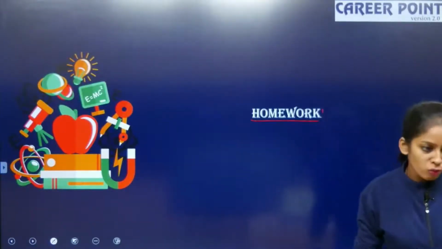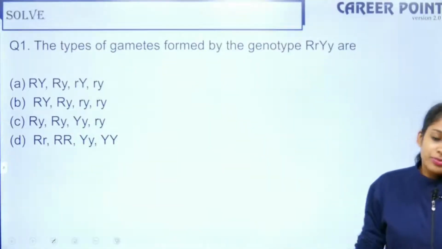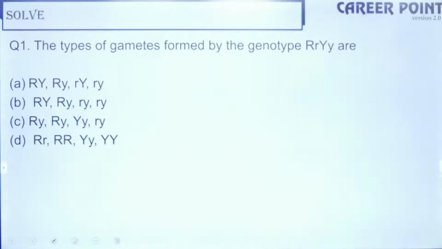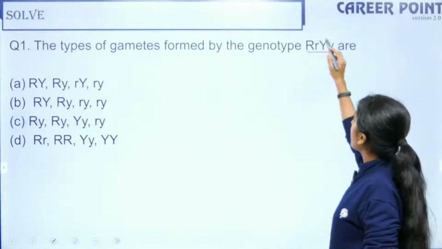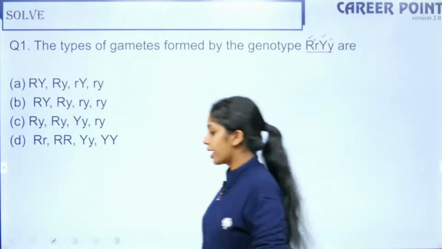Then I gave some homework questions. I gave 5 homework questions. To that I have added 10 more confusing questions. Yes, tell me question 1. The types of gametes formed by the genotype RrYy. Yes, quick.